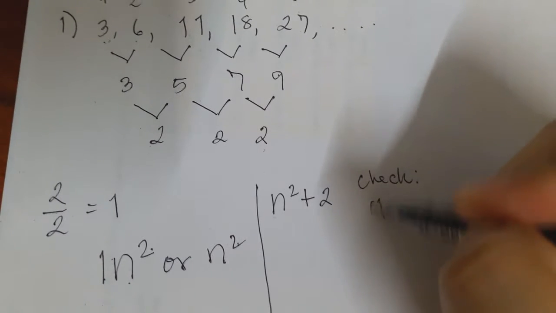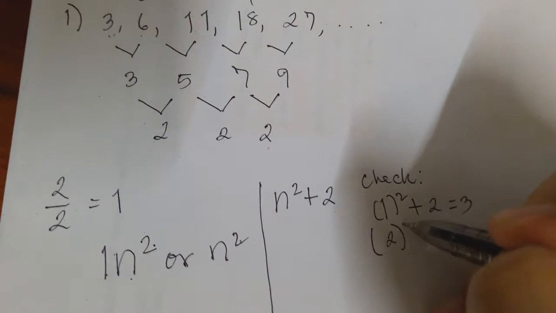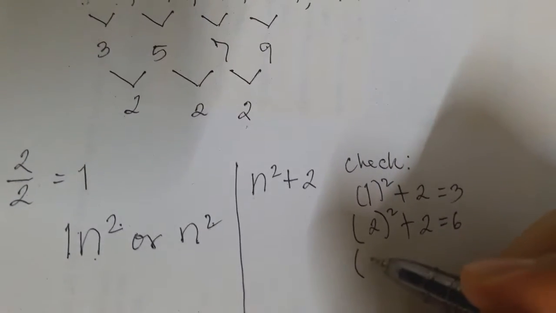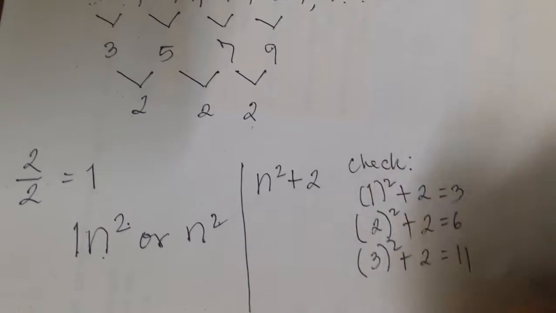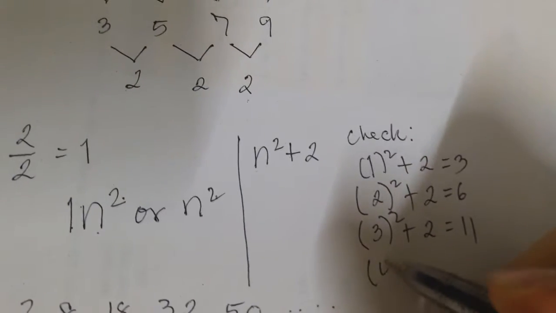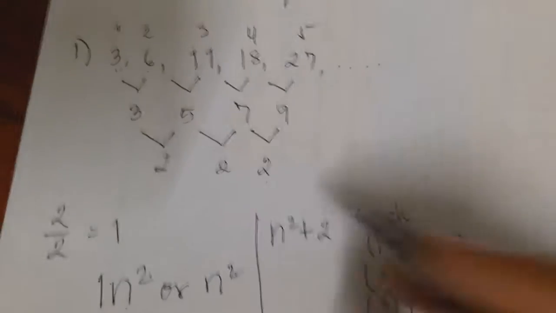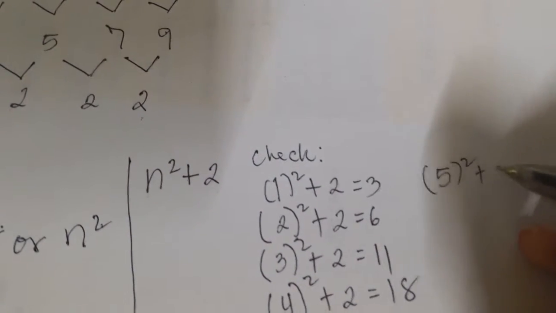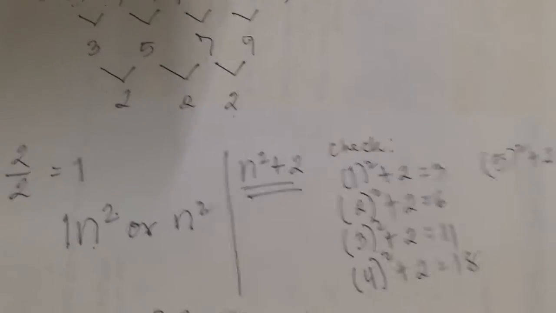For the first term, power of 2 is 1, plus 2 is 3. For the second term, power of 2, 4, plus 2 is 6. Correct. For the third term, 3 power of 2 is 9, plus 2 is 11. Correct. And then the fourth term, 4 power of 2 is 16, plus 2 is 18. And so on. Let's do the last one: 25 plus 2 is 27. So our answer for this sequence is n squared plus 2.